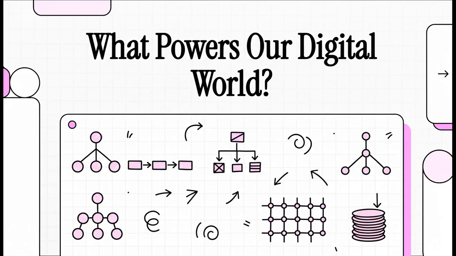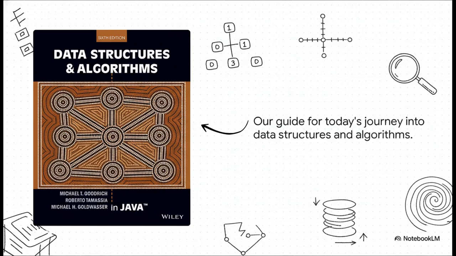So today, we're going to dive right in and explore the absolute fundamental building blocks of our digital world: data structures and algorithms. And to help us out, we're going to be using this fantastic book as our map, the 6th edition of Data Structures and Algorithms in Java. You can just think of this as our expert guide, the thing that's going to help us understand the core principles that make pretty much the entire digital world tick.